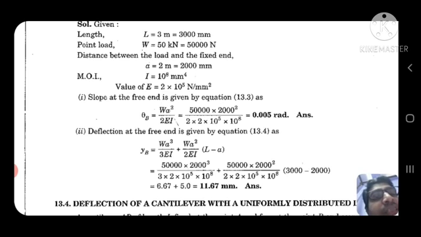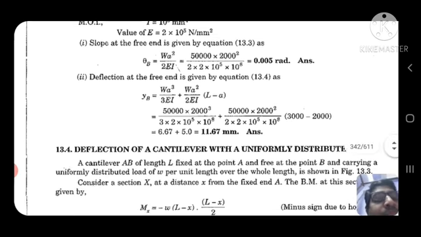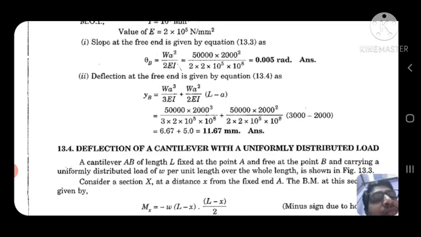Slope at the free end is given by the equation theta B, that is equal to W a square by 2 EI. So that is equal to 50,000 into 2000 square divided by 2 into 2 into 10 to the power 5 into 10 to the power 8. So that is equal to 0.005 radian.